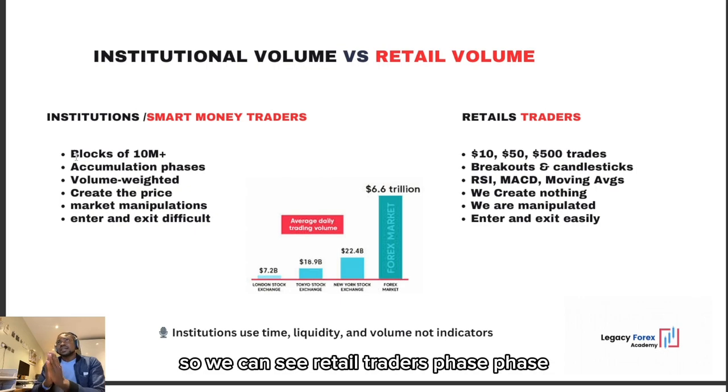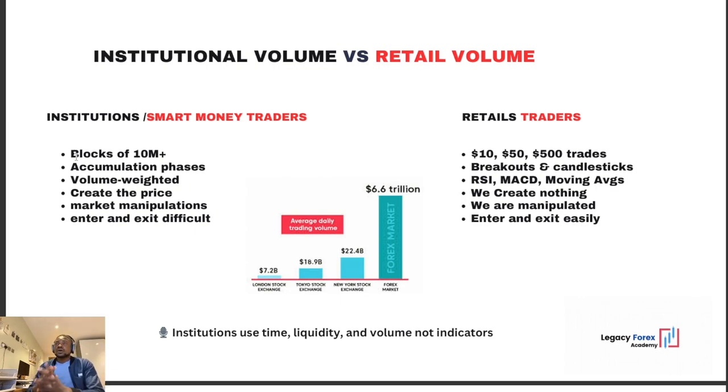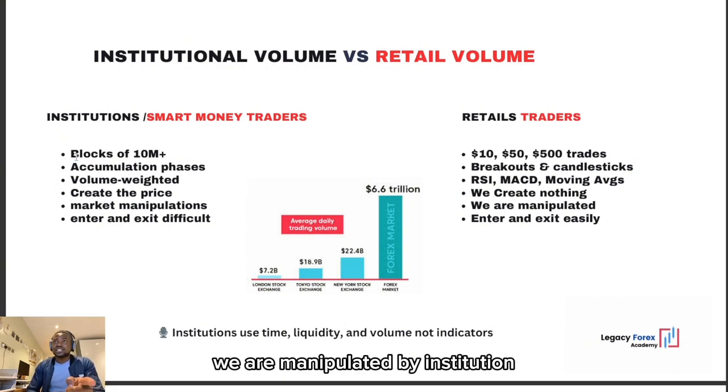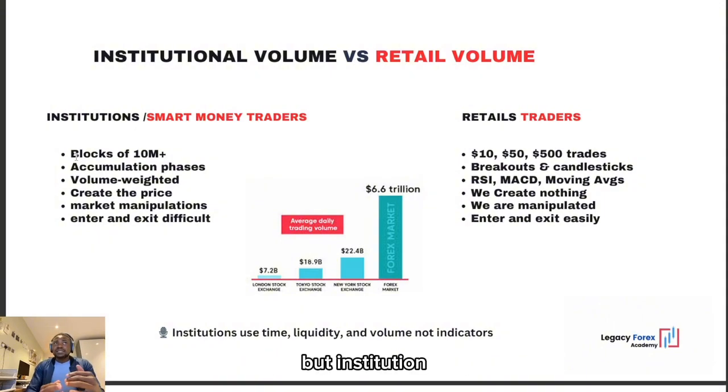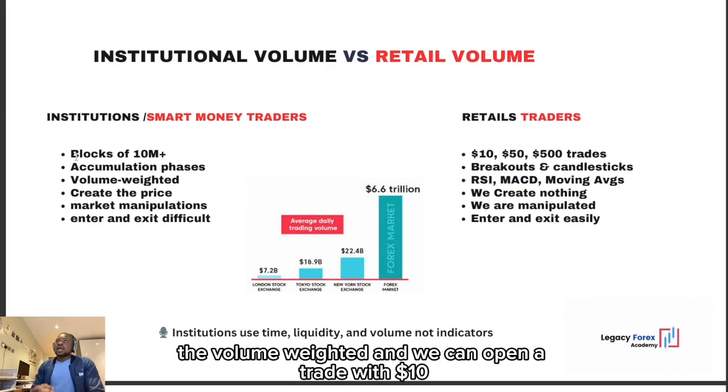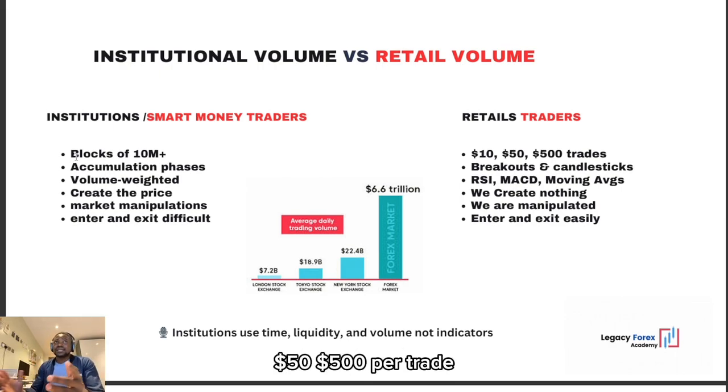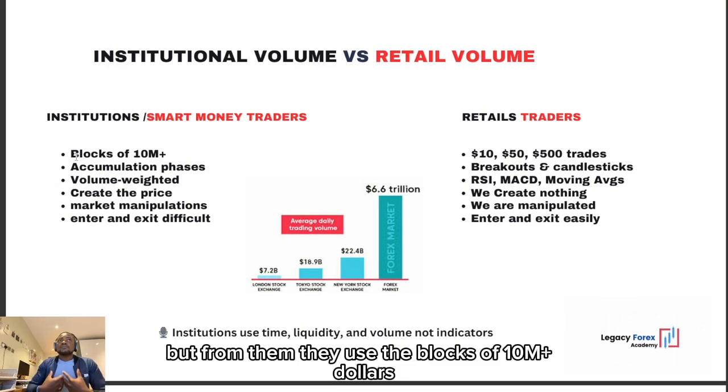They can't enter and exit like us. So we can see the retail trader phase. We don't create anything. We are manipulated by institutions. We enter and exit easily in a trade. We are using RSI and moving average indicators, but institutions don't use indicators. They're volume weighted. And we can open a trade with $10, $50, $500 per trade. But they use blocks of 10 million plus dollars.